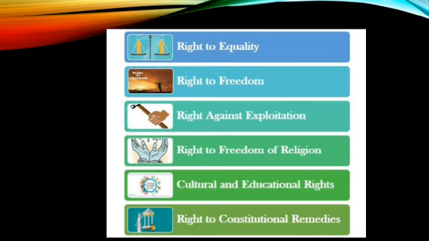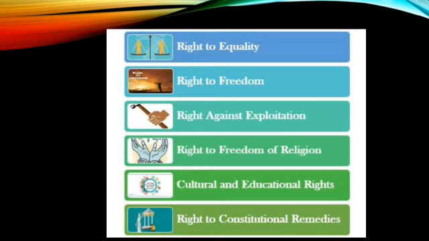Next comes right to freedom of religion. Every citizen in India has the right to worship, practice, and propagate his or her religion. In the eye of the law, all religions are equal, and each one of us should pay respect to their religions. Next comes cultural and educational rights. Our constitution recognizes the right of each group of people to establish and maintain educational institutions of its own in order to preserve and develop their language and culture.